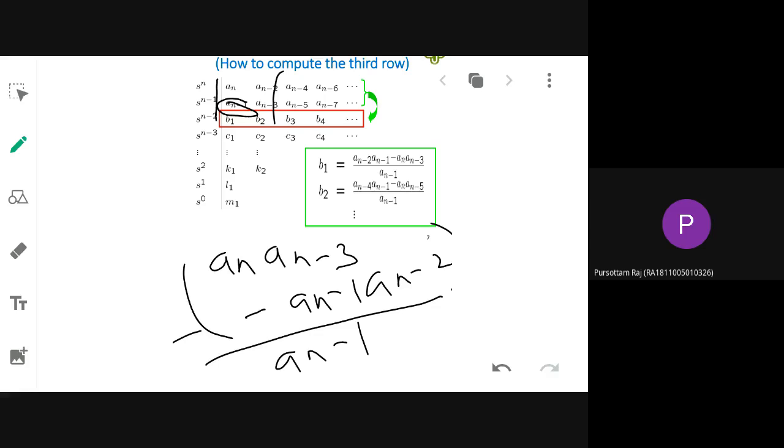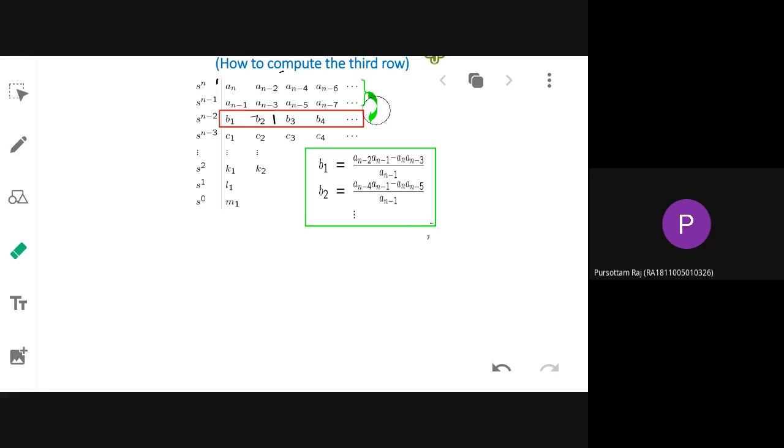Okay, so that is how I am forming B1. If this is the way you take a normal determinant, an into an minus 3 minus an minus 1 into an minus 2, now we have to multiply in the reverse way.